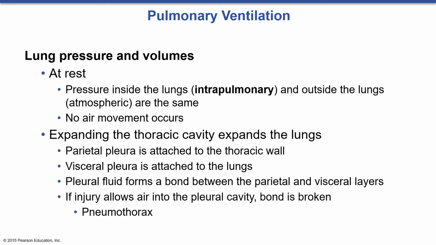Expanding the thoracic cavity expands the lungs. By expanding the thoracic cavity, we actually increase the overall volume and decrease its pressure. Here, the parietal pleura is attached to the thoracic wall, the visceral pleura is attached to the lungs, and the fluid between these two forms a bond on these layers. If injury occurs here, we have what is called a pneumothorax, where the bond is broken and we cannot properly inflate the lungs.